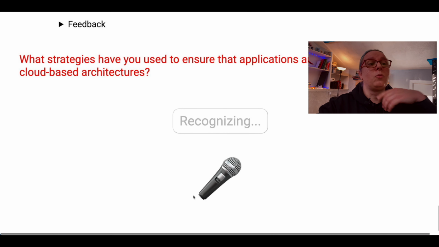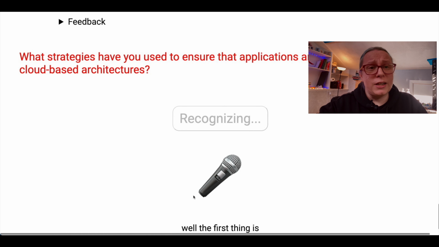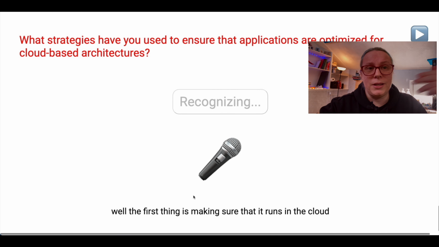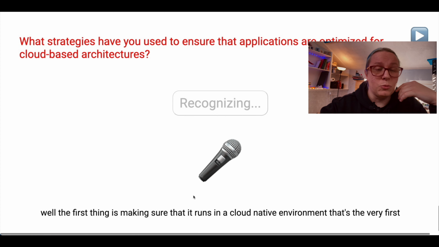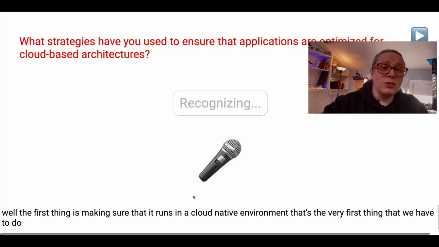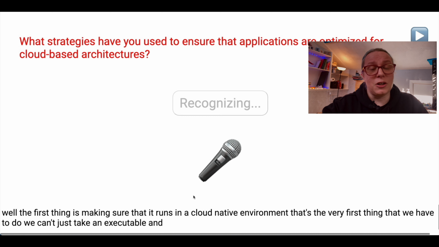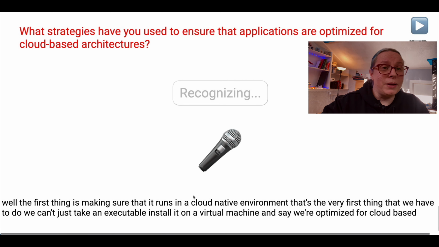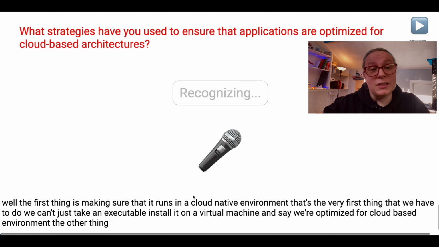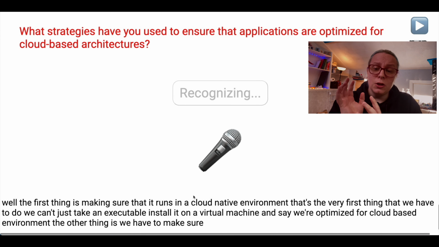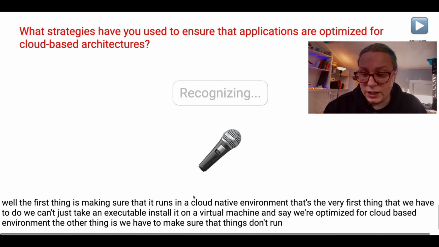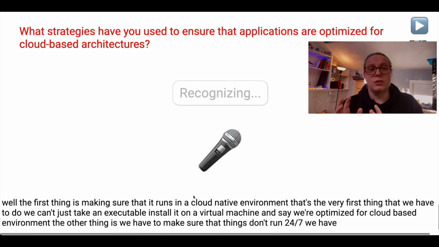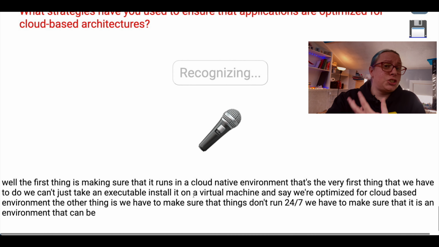Well, the first thing is making sure that it runs in a cloud native environment. That's the very first thing that we have to do. We can't just take an executable, install it on a virtual machine, and say we're optimized for a cloud-based environment. The other thing is we have to make sure that things don't run 24/7. We have to make sure that it is an environment that can be changed dynamically.